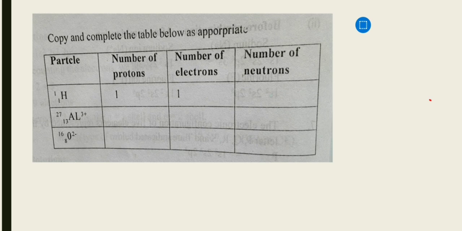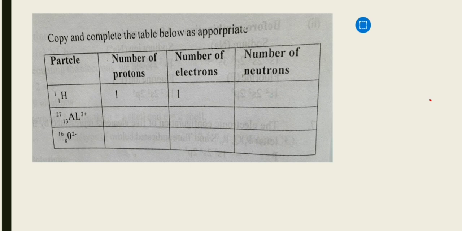In this class, I want us to look at this particular exam style question. This is a NECO and WAEC style question. The instruction says we should copy and complete the table as appropriate. In this table, you can see that the table has particle, number of protons, number of electrons, and number of neutrons. And the particles are hydrogen, aluminium ion, and oxygen ion.